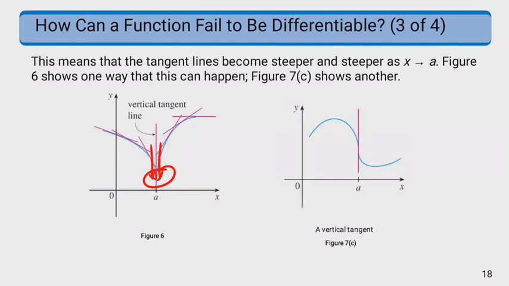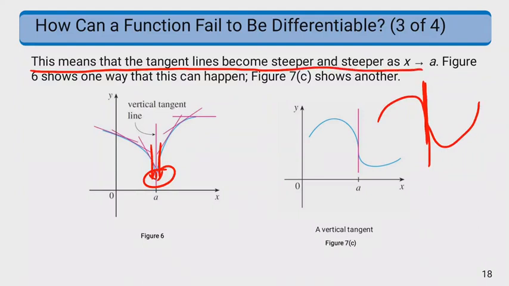Look at the behavior of this graph. At this part, the slope of the graph approaches infinity. This means the tangent lines become steeper and steeper, or the slope of that tangent line becomes large. So at that point, we have another case where the function can fail to be differentiable.